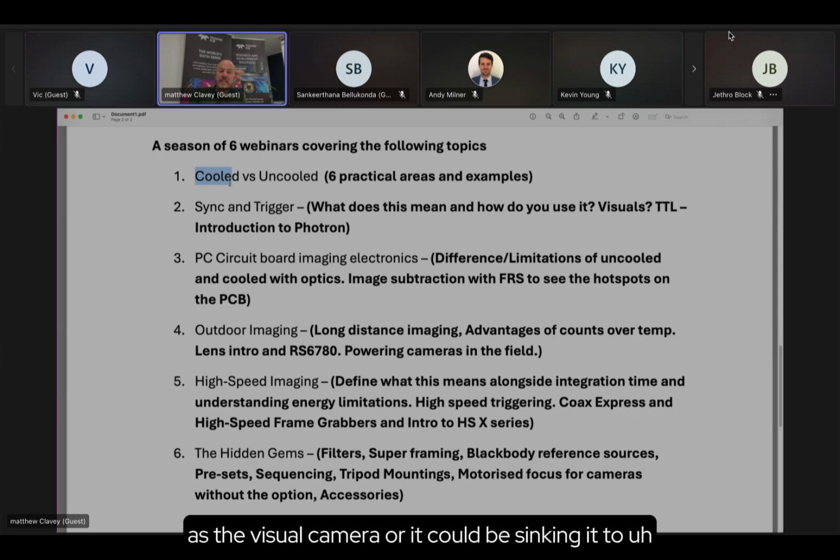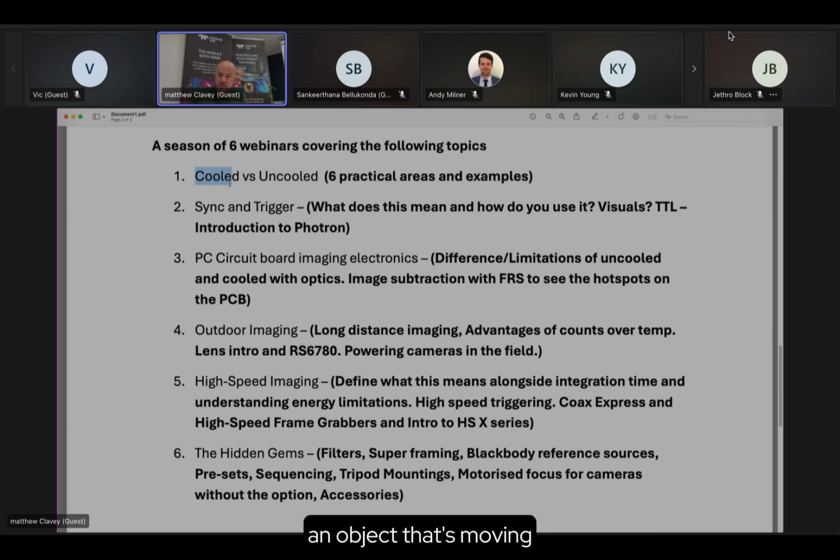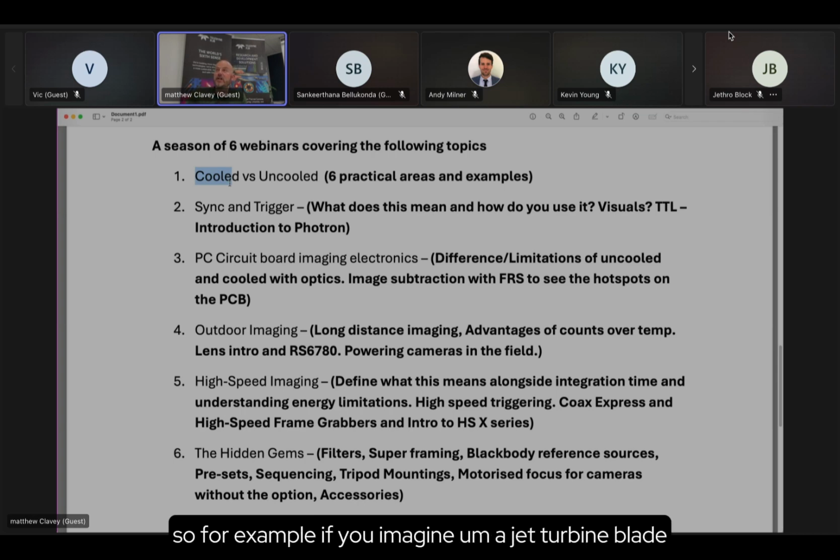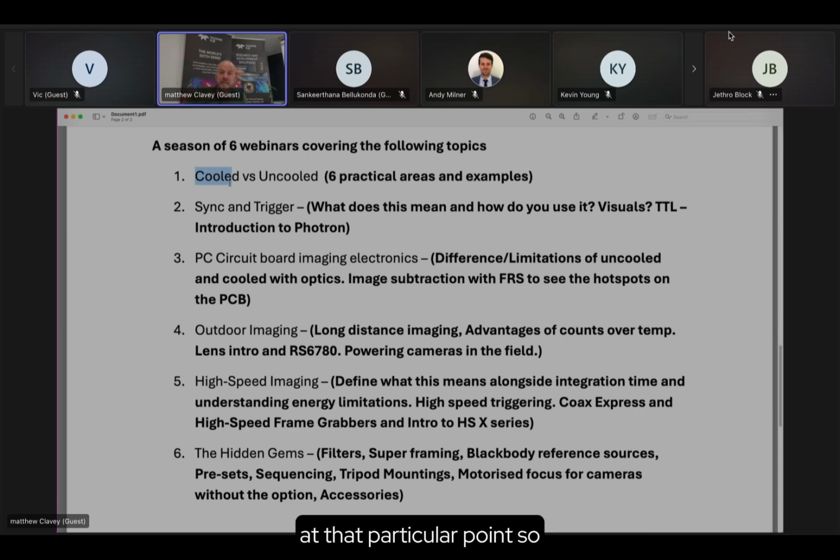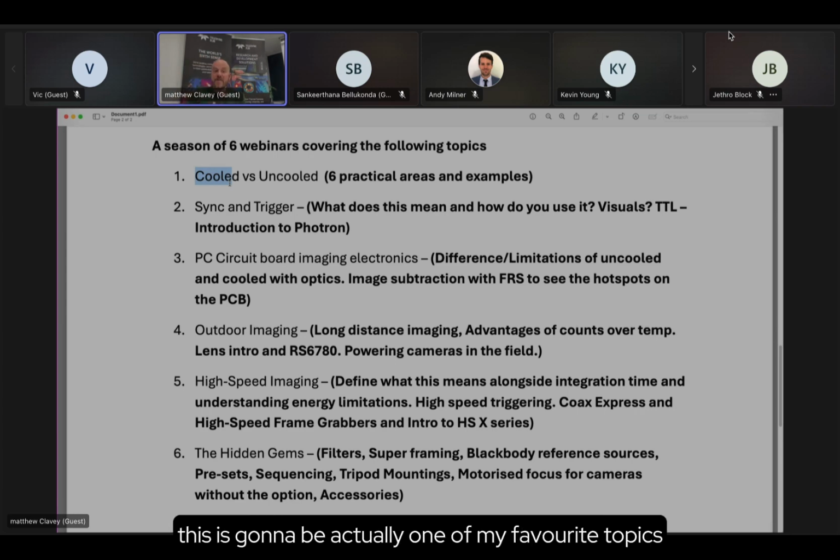Or it could be syncing it to an object that's moving. So for example, if you imagine a jet turbine blade, every time the same blade comes around, it pulses, and then the camera takes a picture at that particular point. So this is going to be actually one of my favorite topics. So we're going to be looking at that.